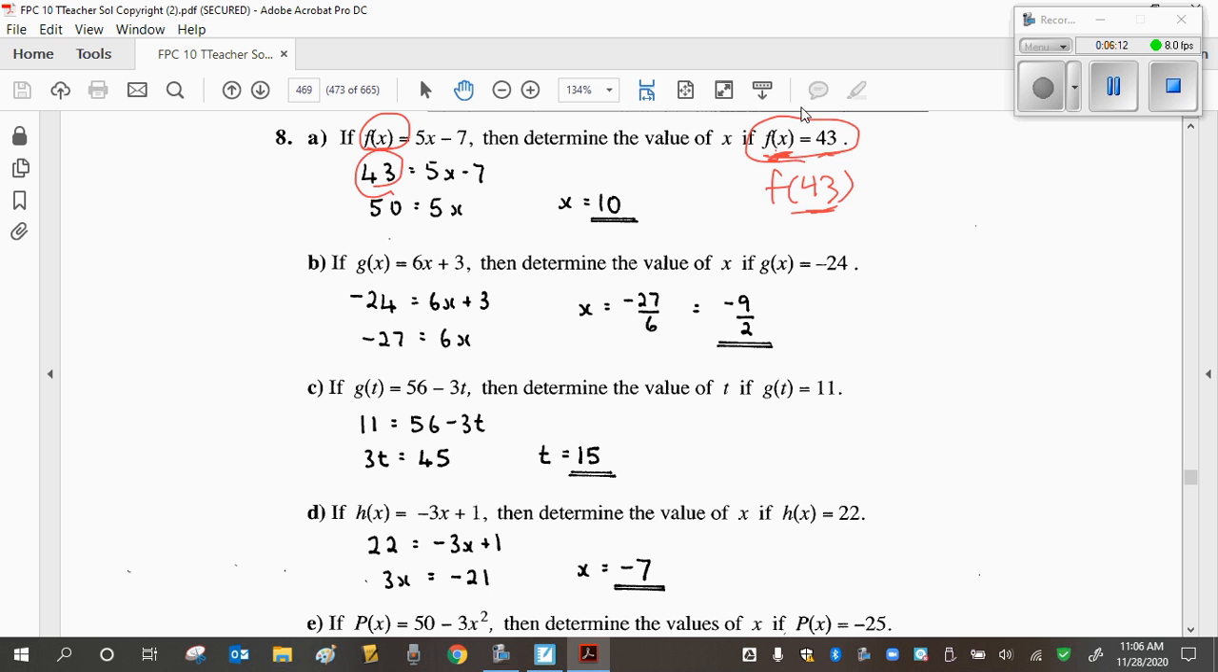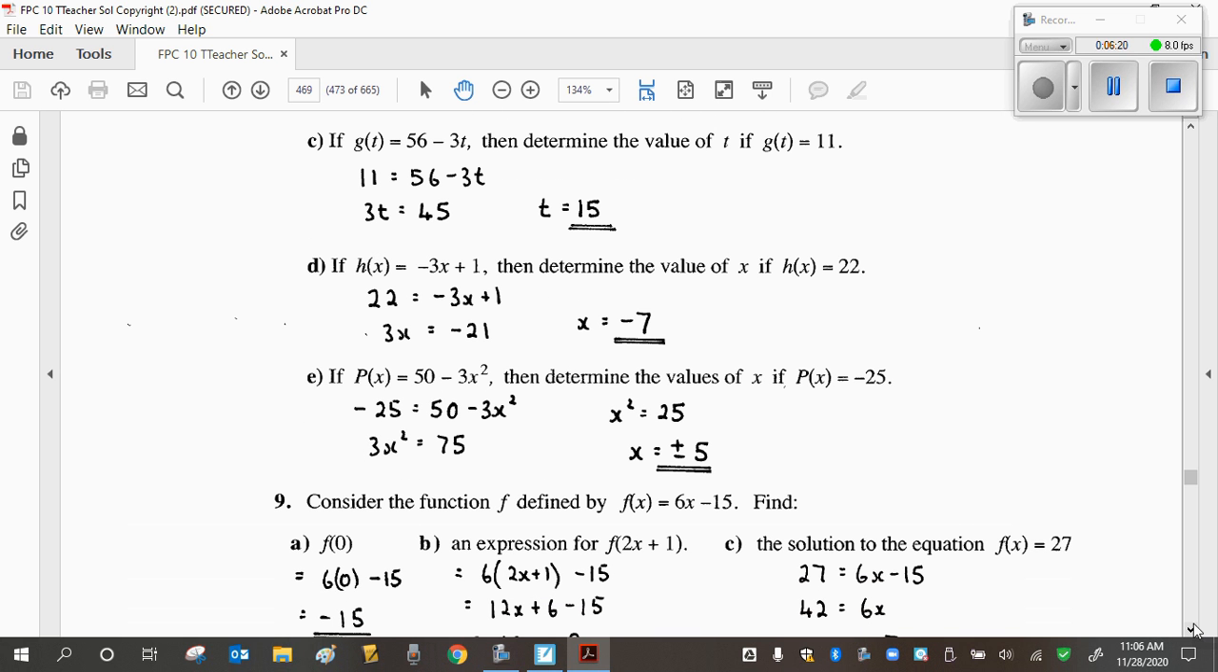Okay, and 1 out of 3 questions you're going to get like this, so make sure you know how to do them. We have to do C, D, and E. So it says find t, and remember, if I gave you g of 11, I'm giving you x. This one doesn't give you t, it gives you g of t. So that equals 11, and then they do a terrible job of showing their work here. So 11 equals 56, subtract 3t.